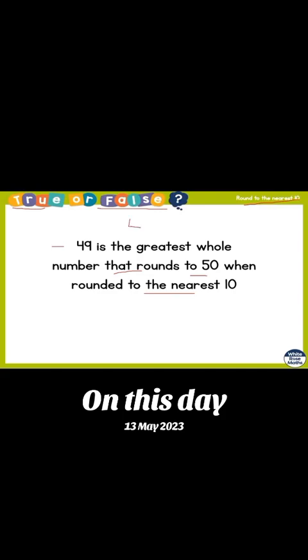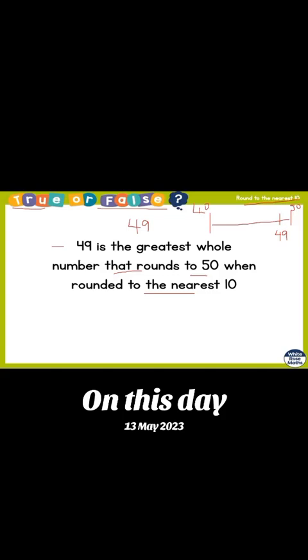Well, rounding 49 to the nearest 10, think of it like a little bar. I've got 40 here and I've got 50. Now, 49 goes here, so it's quite visibly obvious that 49 rounds to 50 to the nearest 10 because it's closer to 50 than it is to 40.